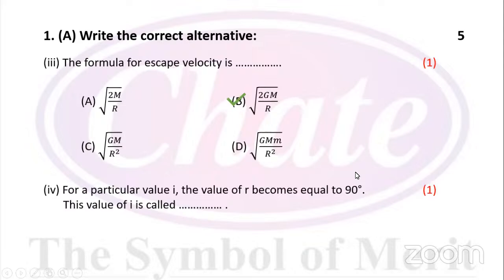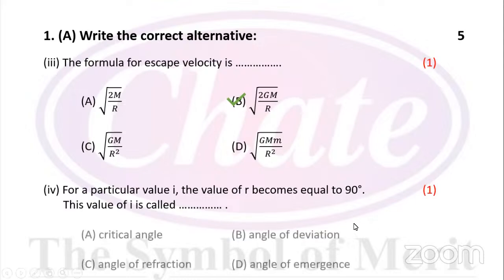And the next question is: for a particular value of i, the value of r becomes equal to 90 degrees. Now from this statement, you have to recognize that this question is from total internal reflection. And this value of i is called, so the options are critical angle, angle of deviation, angle of refraction, and angle of emergence. So the correct answer is the critical angle.